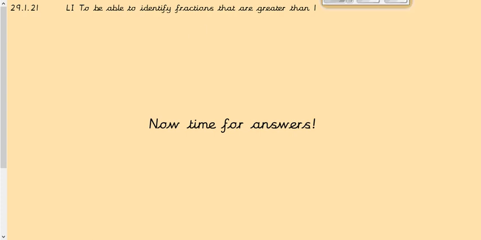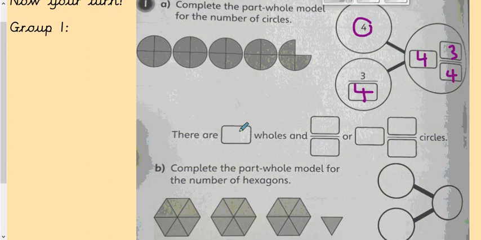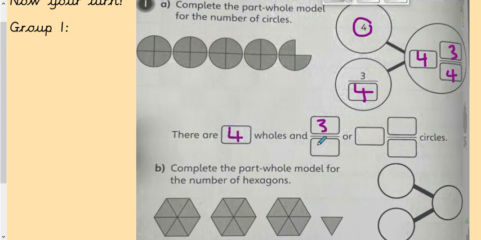Okay, welcome back. Hopefully you managed to have a go at some of those questions. We're going to go through the answers now so you can self-mark it. So circle the part-whole model for the number of circles. So we can see we've got 1, 2, 3, 4 wholes, which is what's written there, and we've got 3, and you've got to work out what the denominator would be. So the denominator is what the shapes are split into, and they're split into quarters, therefore it's 3/4. And as a mixed number fraction it would be 4 3/4. So there are 4 wholes and 3/4, or 4 3/4 circles.